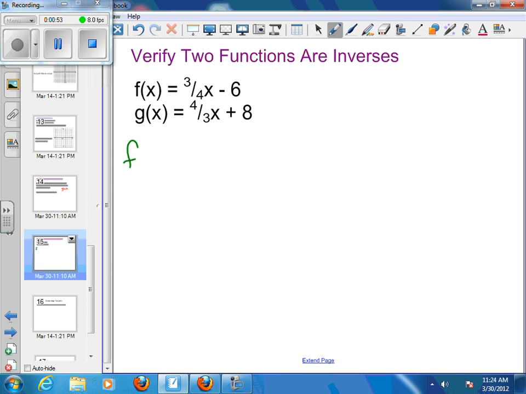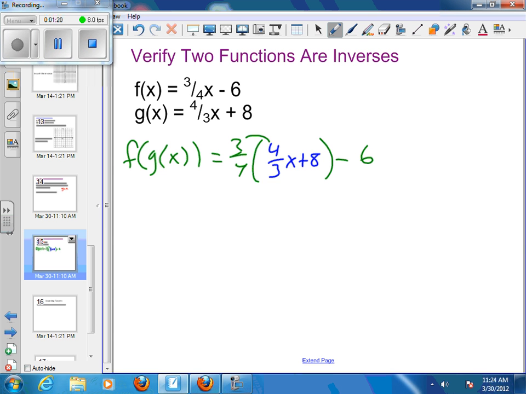So I want to find f of g of x. I'm going to take g of x and shove it inside of f of x. So that's going to be a 3/4, and then I put my 4/3 x plus 8 in there, and then subtract 6. I want to distribute my 3/4. 3/4 times 4/3 cancels out to a 1, so that would just be an x. And then it's going to be 3/4 times 8 minus 6.